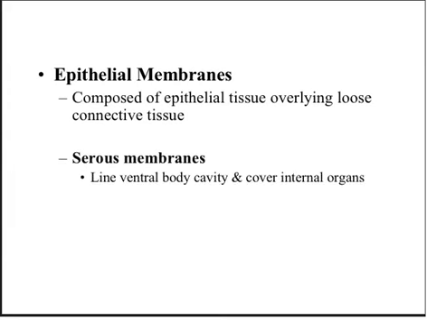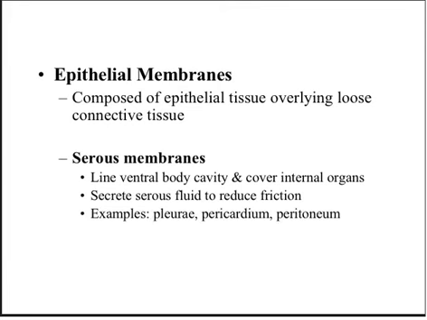Examples include serous membranes that line the ventral body cavity and cover internal organs, and they secrete a lubricating fluid that reduces friction and promotes internal movement. Examples include the pleural membrane, the pericardial membrane, and the peritoneum, which you find in the abdominal pelvic cavity.